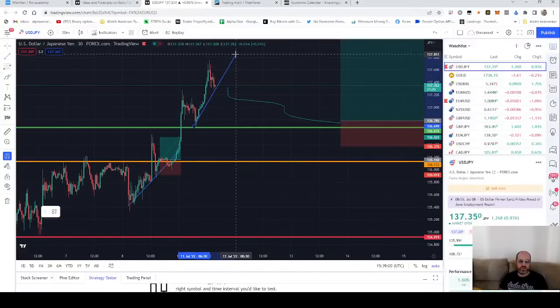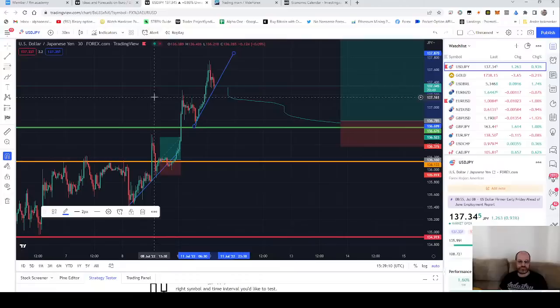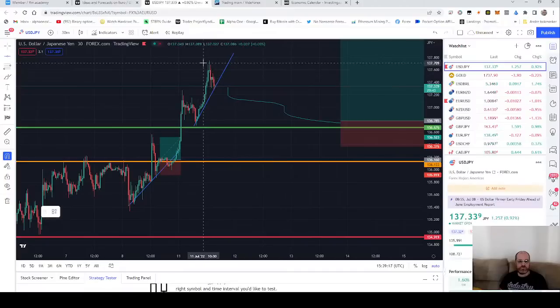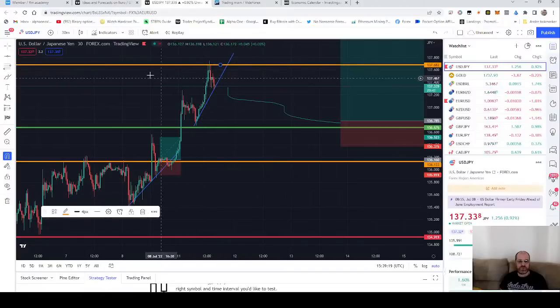Let's see. So if we mark up this one, I will say something like this. Let's see, like there. We can mark, at least in 30 minutes, it looks like we have a resistance zone up there.